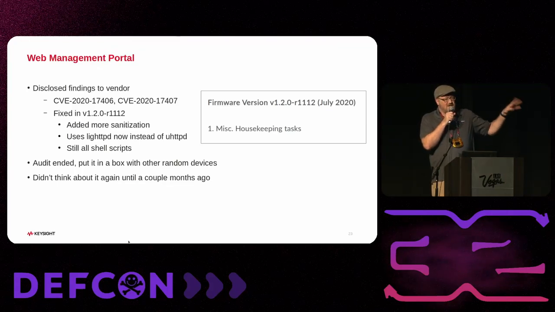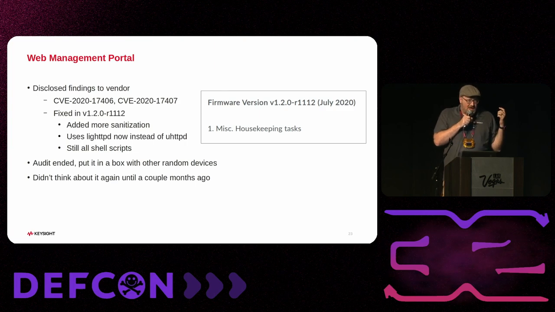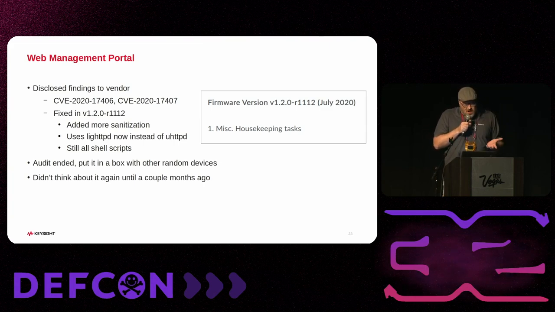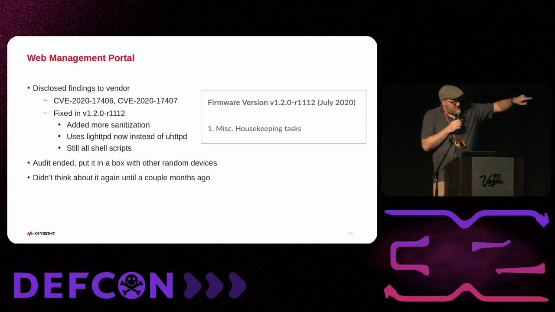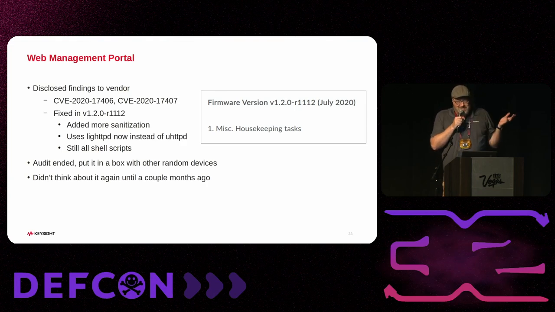Okay, so I disclosed those back when I was doing the audit originally. They fixed it in R1112 by adding more sanitization, and then they switched from using uhttpd to using lighttpd. So they no longer use uhttpd, but it's still all shell scripts. That was the end of the audit, and I kind of stopped thinking about the device. This release note still burns me to this day, though, because that was the extent of the release note they used for fixing all of my critical vulnerabilities: miscellaneous housekeeping tasks. That really, really bugged me.